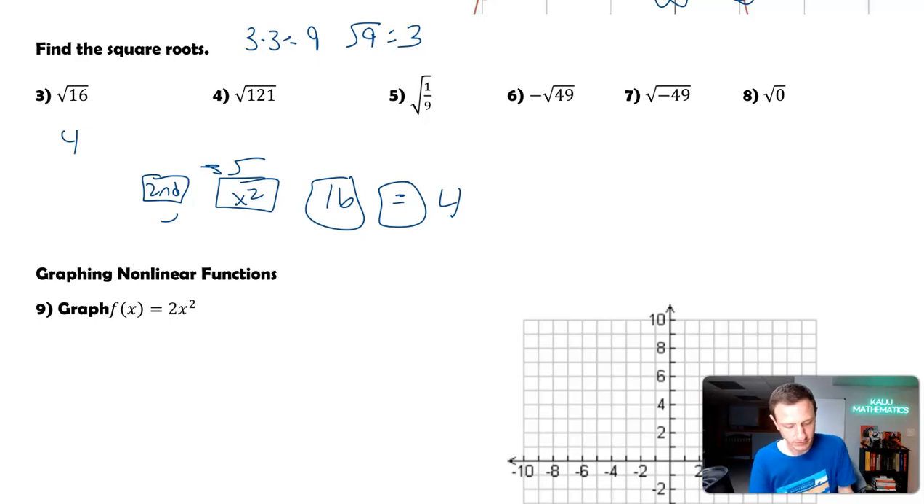4 times 4 is 16. And obviously you don't need to use the calculator for all these, but just good to know. Square root of 121, that's going to be 11. 11 times 11 is 121. We're talking about principal square roots here.